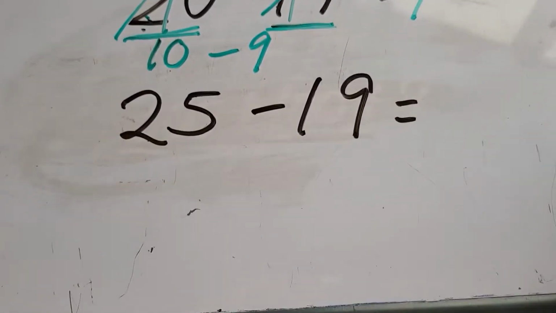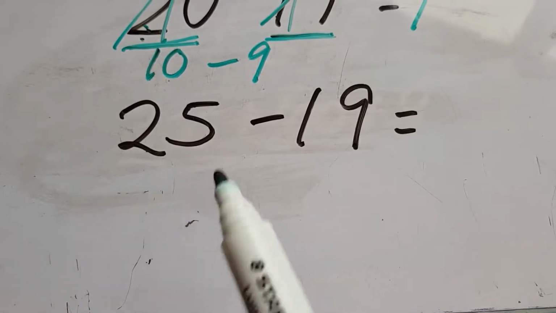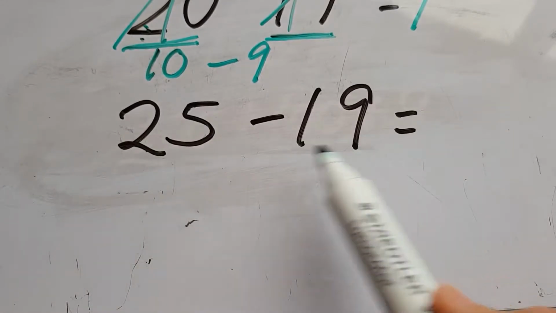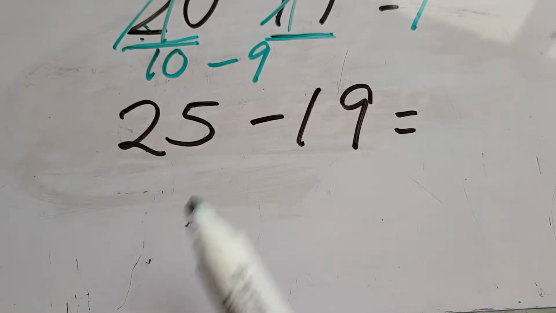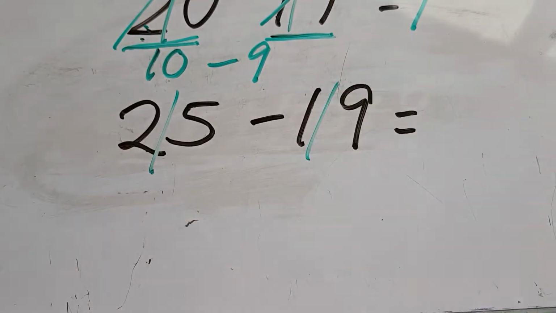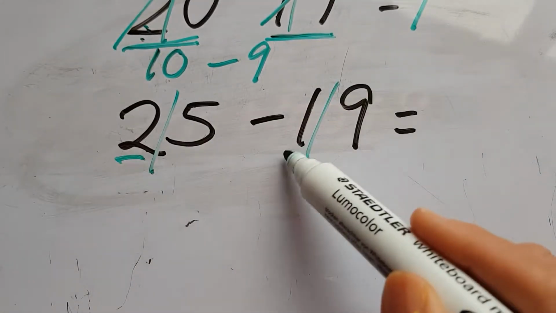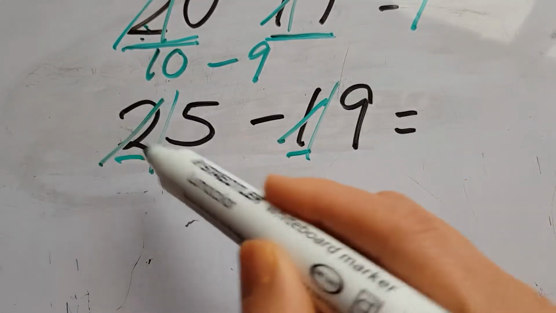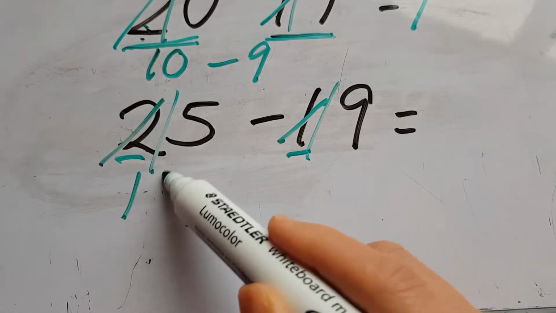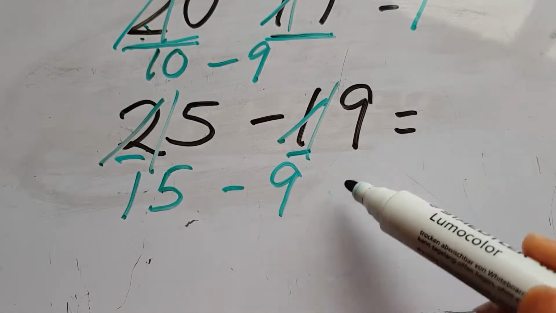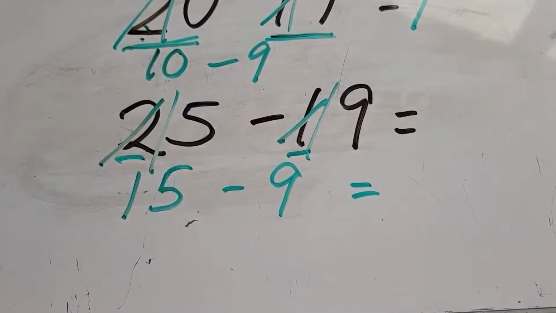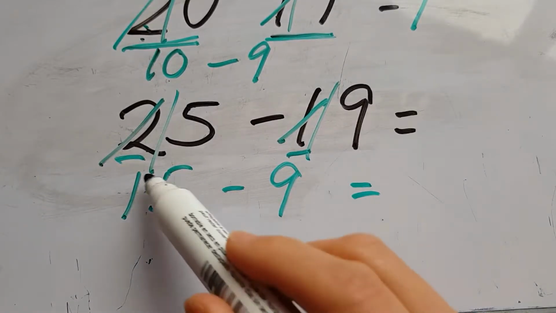Okay. Now then, what if the question becomes, instead of 20 take away 19, 25 take away 19? Again, we partition. So we do 20 take away 10. Again, the same thing, 10 left. So now you are actually left with 15 take away 9. Hopefully by this stage they have remembered what they've learned previously, to do 15 take away 9.